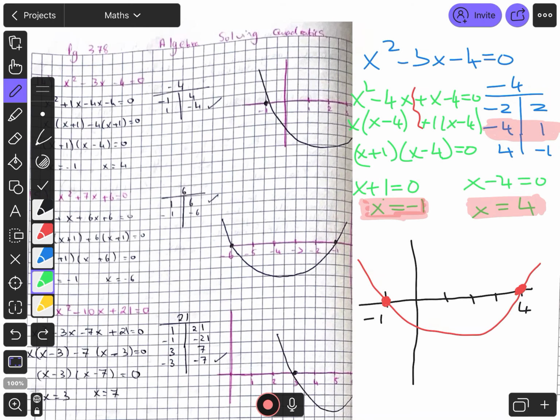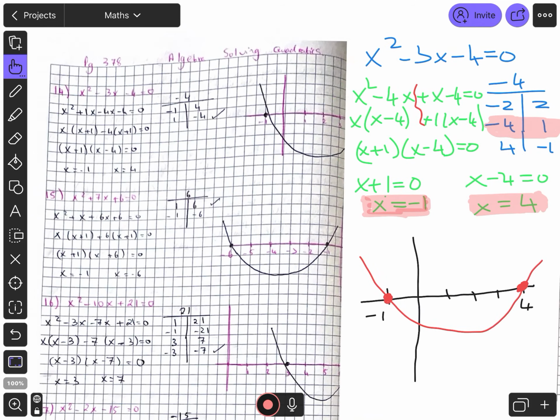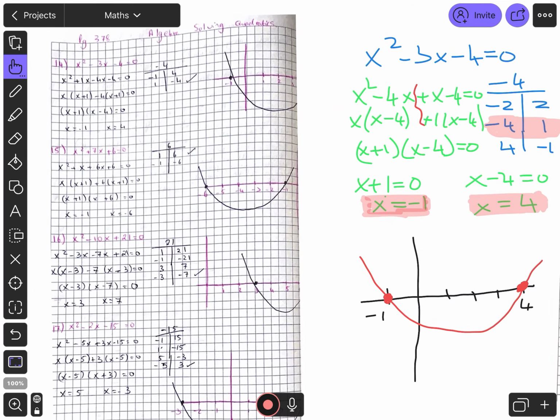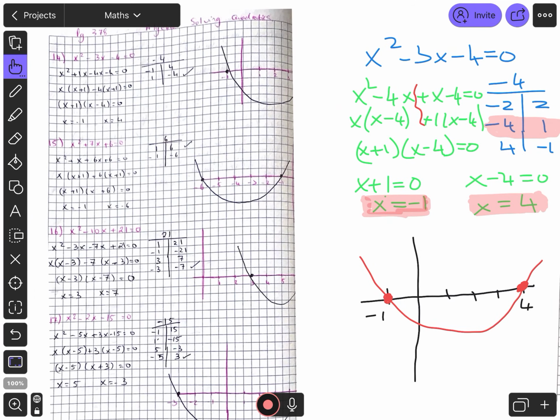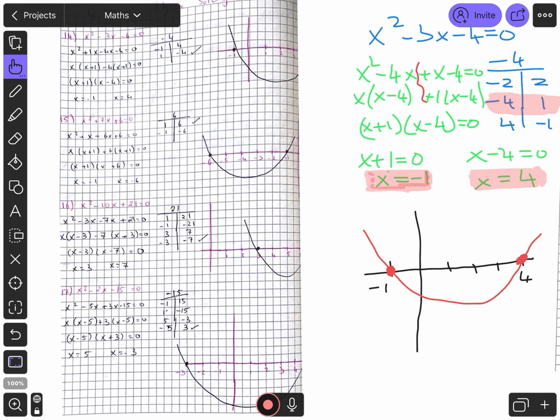The other two questions then that were similar to this, or the three questions, were 15, 16 and 17. So if we take a look at them, we'll read through them. The first one was x squared plus 7x plus 6. So I need to get factors of plus 6 that add to give me 7. So I can use a plus 6 and a plus 1. Remember, you could have used minus 6 and minus 1 if that was a minus 7, but it's not.